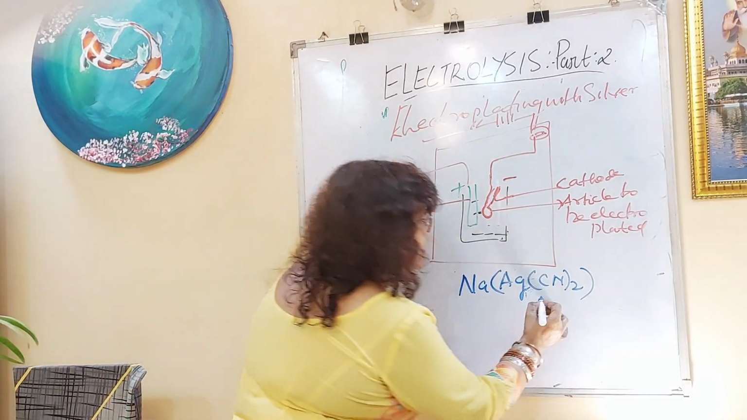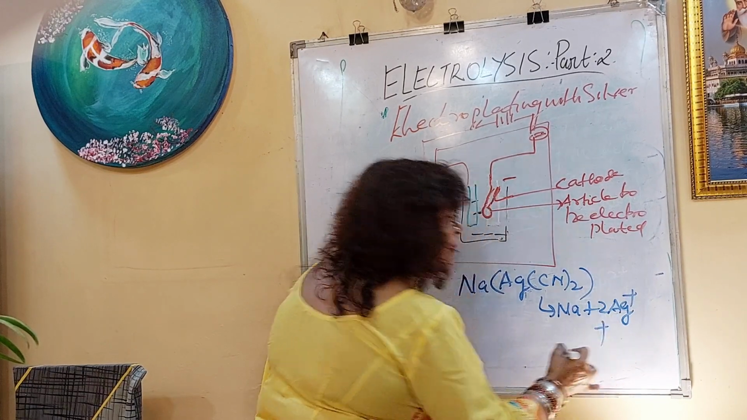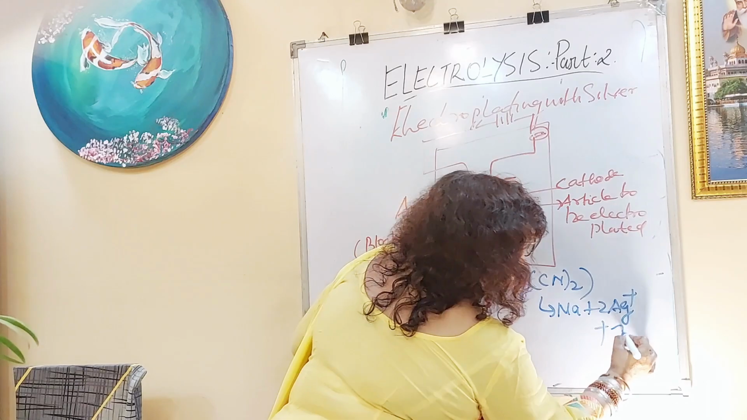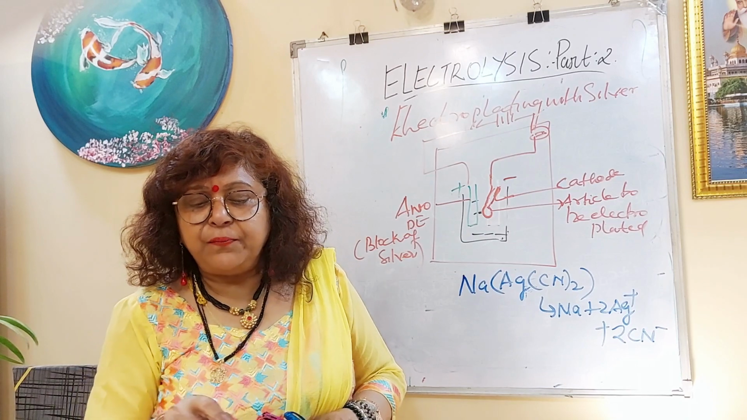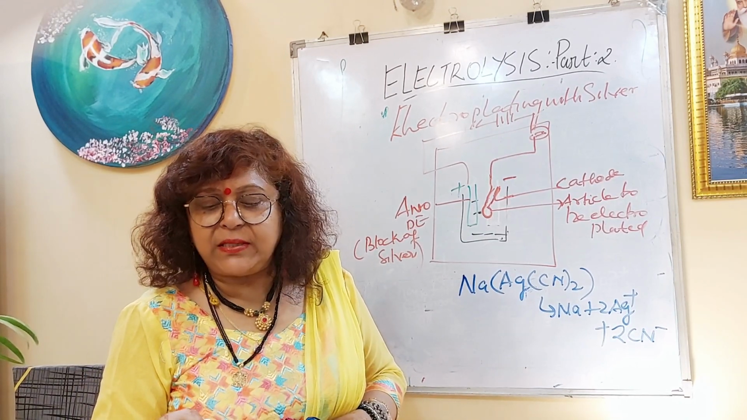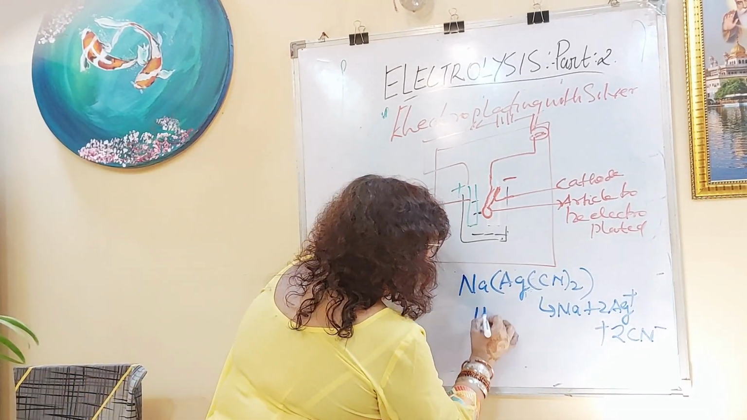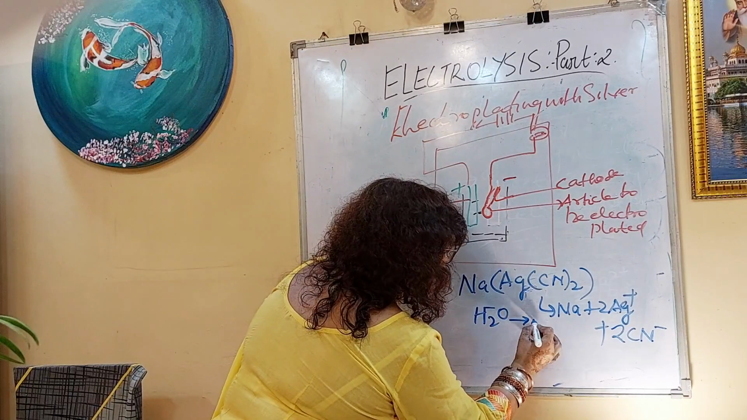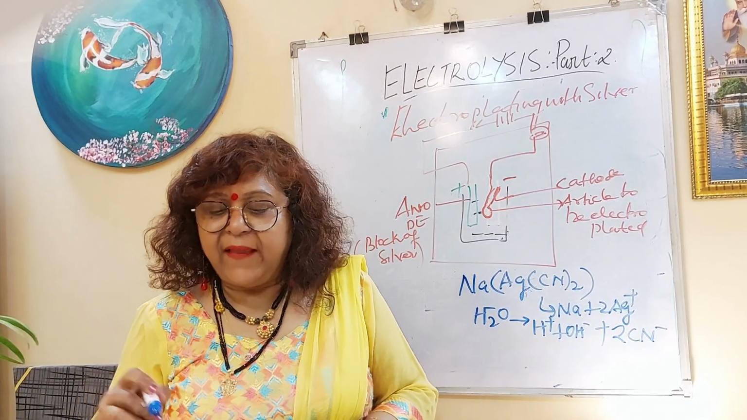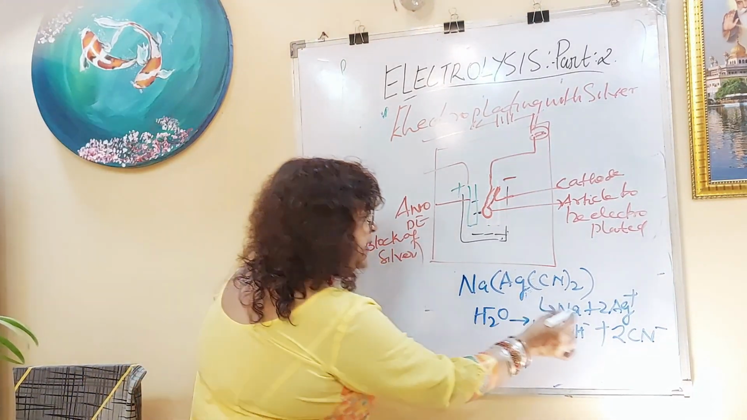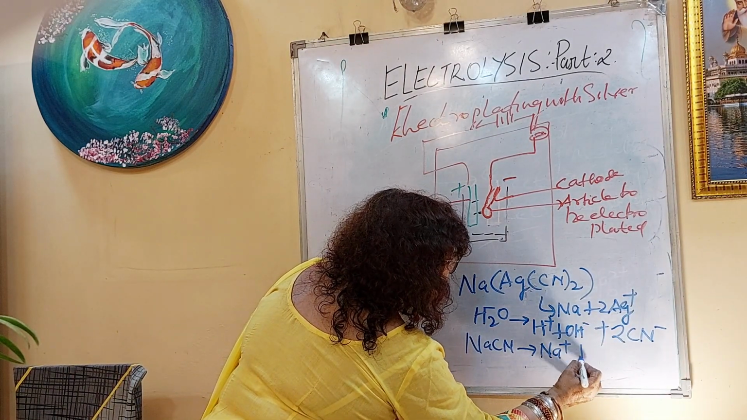NaAg(CN)2 dissociates into Na+ and [Ag(CN)2]-, right? Now the dissociation of aqueous silver cyanide, and also of water, you have to show. Water dissociates into H+ and OH-. And NaCN is also formed here. NaCN dissociates into Na+ and CN-.